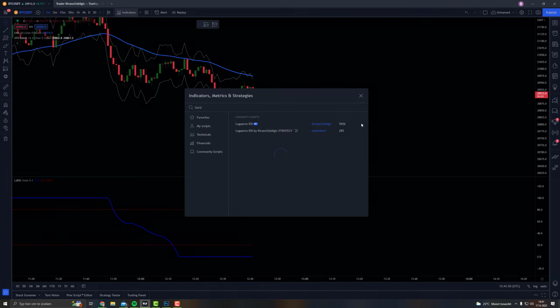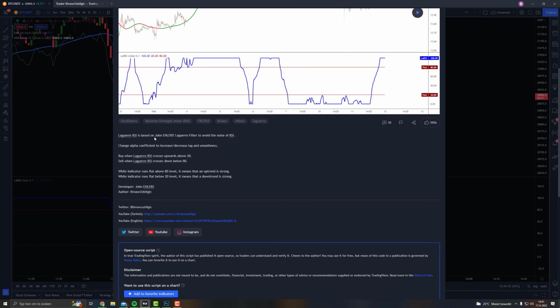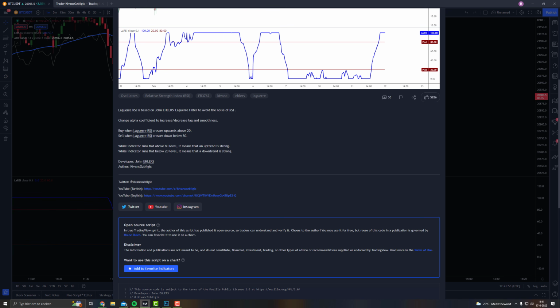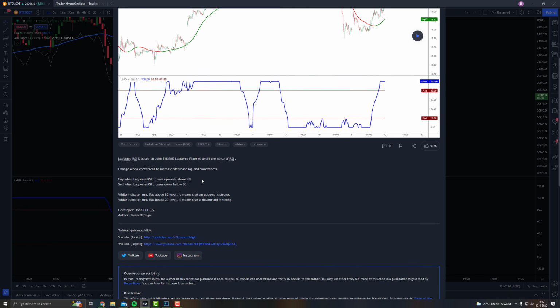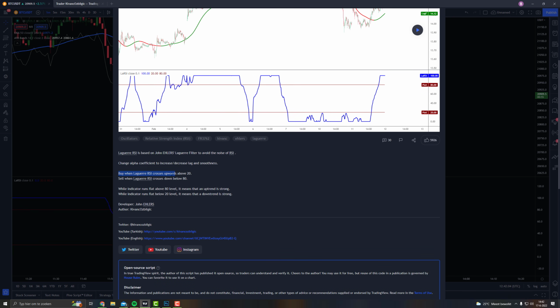And if you don't know how it works, it's quite simple. I always just go to the documentation of it, and he just explains that it avoids noise of the RSI, so it's really great for scalping. But you have a buy signal when it crosses above the 20 line, and it has a sell signal when you cross below the 80 line. And when it runs flat, it means you have a strong uptrend above the 80. And when it runs flat underneath the 20 level, it means that you have a strong downtrend.